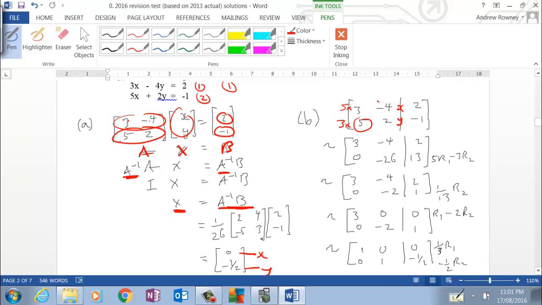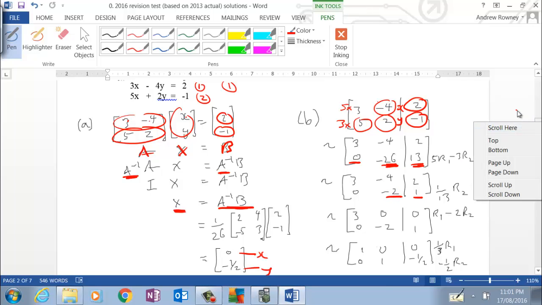5 times row 1, take 3 times row 2, will give you these 3 new values here. Now the next step is to just simplify this by shrinking that down. Let's divide by 13, or times by a 13th, and so that takes them down to smaller numbers.